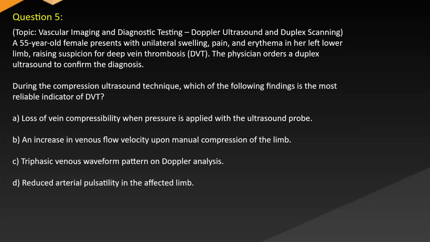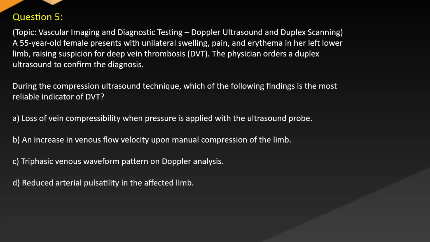Question 5. Topic: Vascular imaging and diagnostic testing. Doppler ultrasound and duplex scanning. A 55-year-old female presents with unilateral swelling, pain, and erythema in her left lower limb, raising suspicion for deep vein thrombosis (DVT). The physician orders a duplex ultrasound to confirm the diagnosis. During the compression ultrasound technique, which of the following findings is the most reliable indicator of DVT?